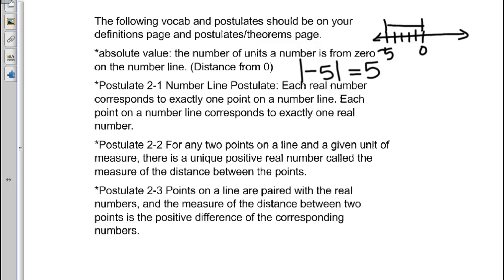So if I ask you to plot 2 on the number line, you're going to plot a single point. There's not several different places to plot that. And then each spot or each point on the number line goes with exactly 1 real number. So it's a 1-to-1 here.